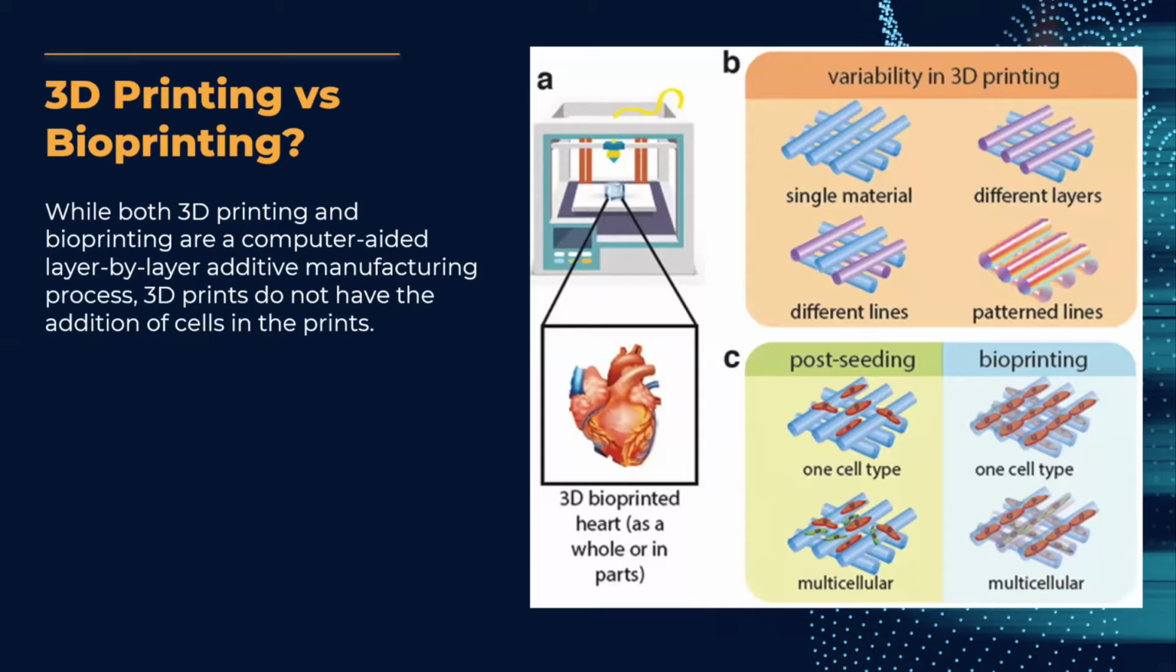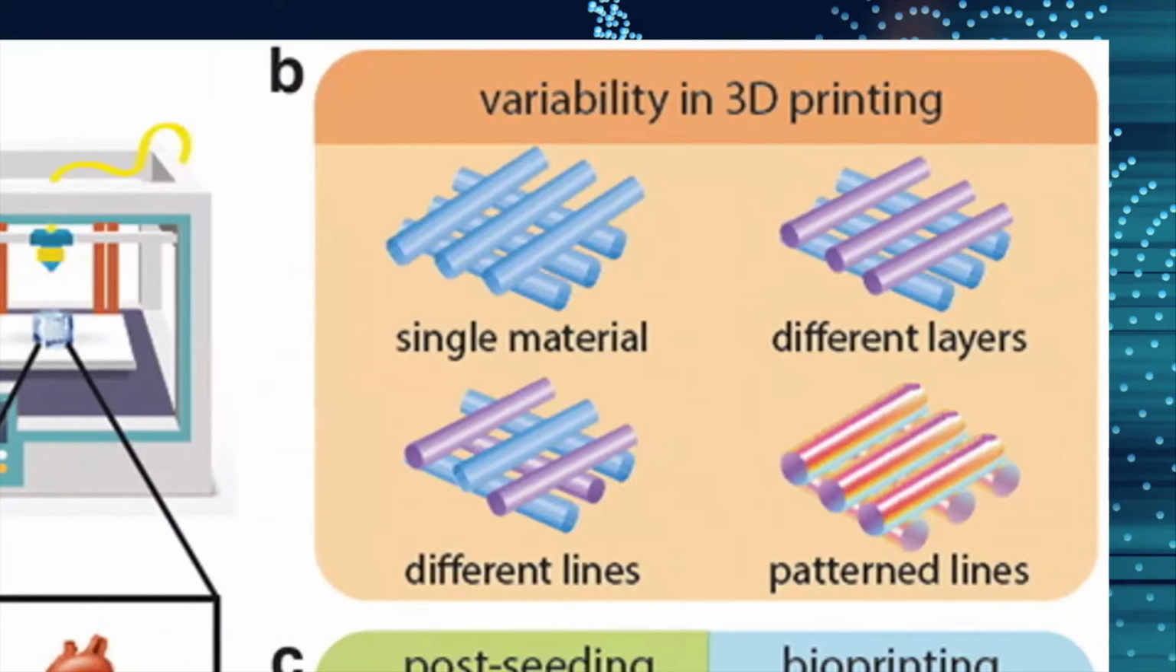So 3D printing versus bioprinting, what's the difference? While both 3D printing and bioprinting are computer-aided layer-by-layer additive manufacturing processes, 3D prints don't have the addition of cells in the prints. Let me zoom in here and we can see these different types of printing. We have 4 different options. This is just the different types of 3D printing that we can have, with either a single material, as you can see with the blue lines. We can have different layers with different materials, the blue and purple on the right.